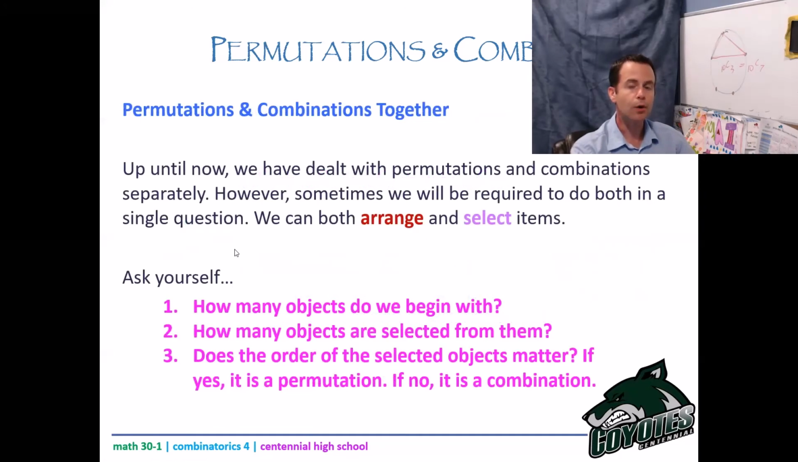All right, so now let's take a look at kind of working with both of these items at the same time. Up until now, we have dealt with permutations and combinations separately. However, sometimes we will be required to do both in a single question. We can both arrange and select. Usually the word arrange is referring to permutations and the word select is referring to combinations. So you want to ask yourself, how many objects do we begin with? How many objects have to be selected from them? And then does the order of the selected objects matter? If yes, it's a permutation. If no, it's a combination.